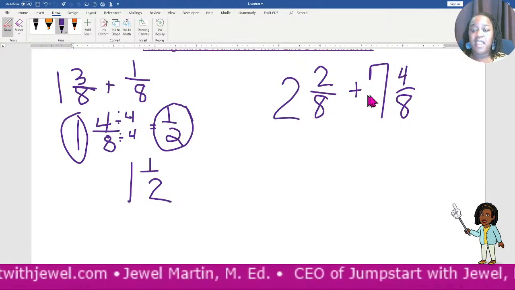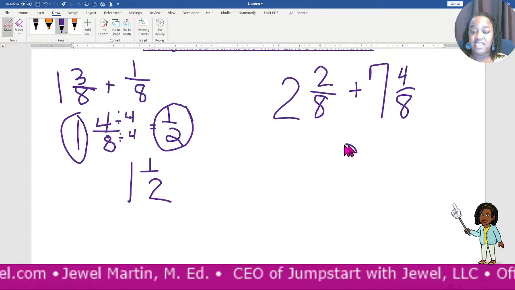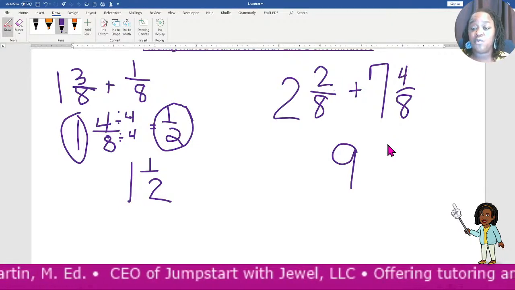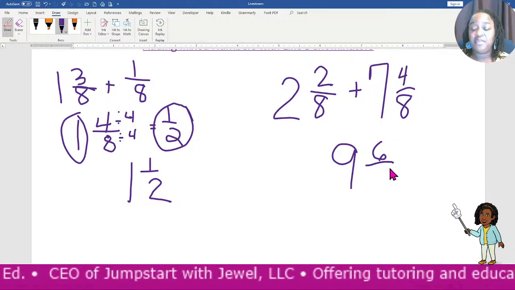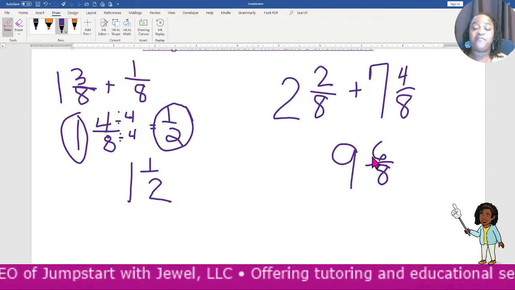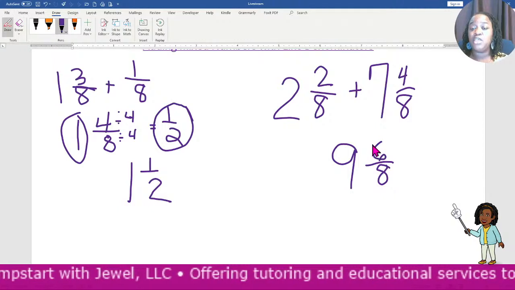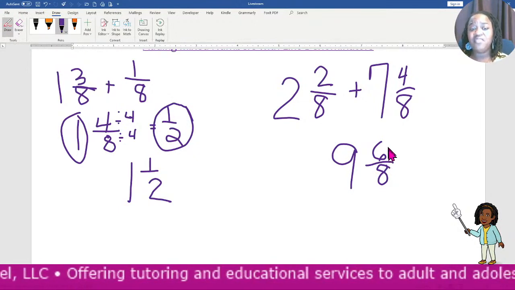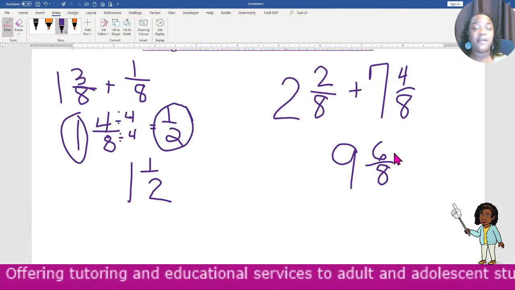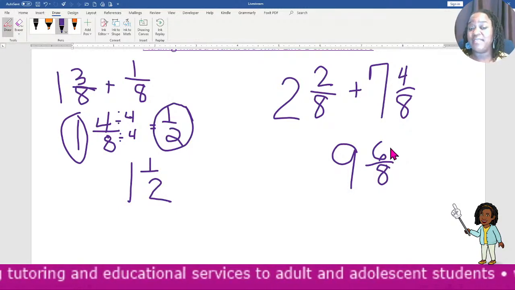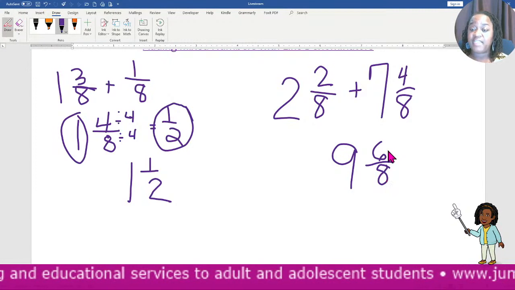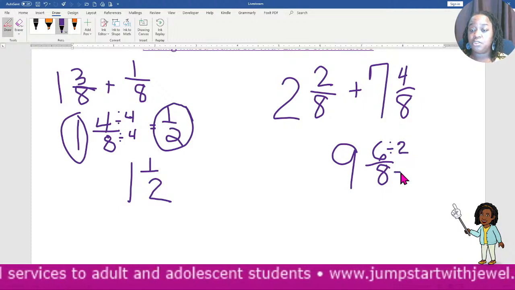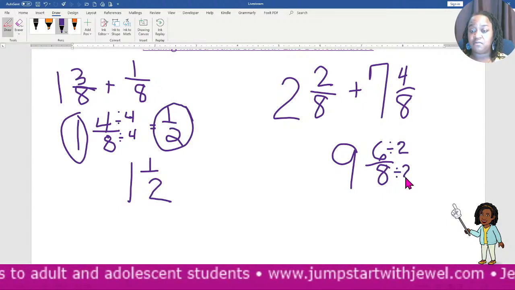We're going to add our two whole numbers together. 2 plus 7 is 9. And then we add the fractions together. We add the numerators. 2 plus 4 is 6. And then we keep the denominator the same, 6/8. So if you know your factors, you know your multiplication facts, you know that 6 and 8 have a common factor. They are both multiples of 2. Any even number has 2 as a factor. So in order to reduce this fraction, we would divide them both by the number 2. That's how you reduce the fraction.